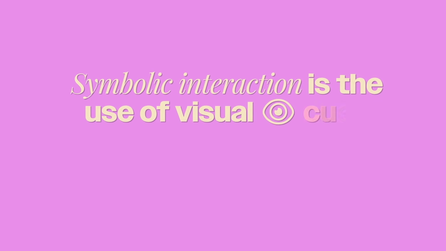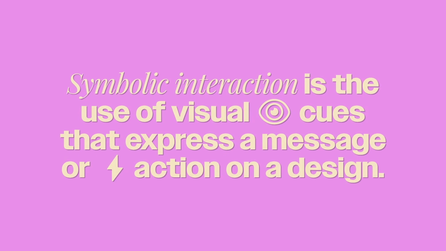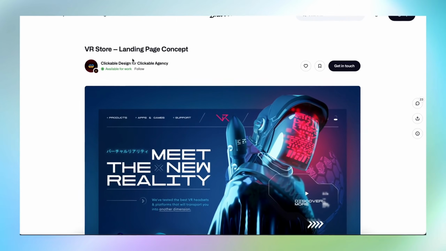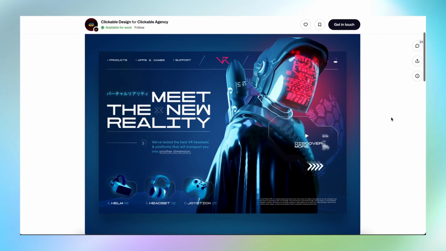Now, before we go ahead and test our knowledge of symbolic interaction, we can actually boil down the whole thing into one simple sentence. Symbolic interaction is the use of visual cues that express a message or action on a design. And now it's time to check out a design and see if you can detect symbolic interaction on that design. So here's the design by Clickable Design, and we're going to run through it to see if you've grasped the concept of symbolic interaction.